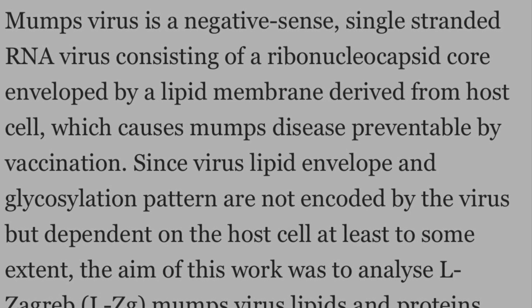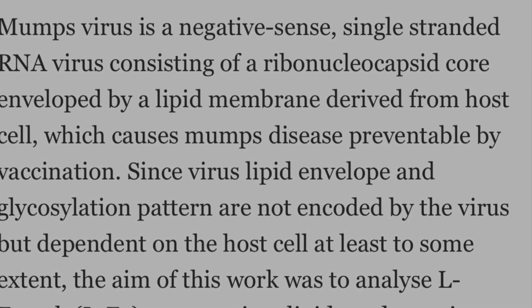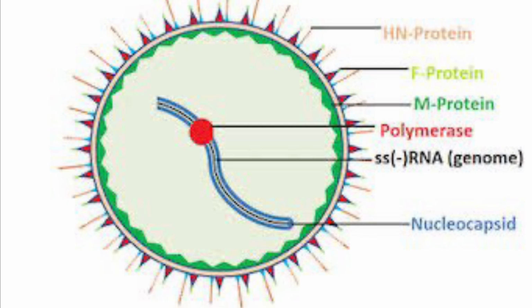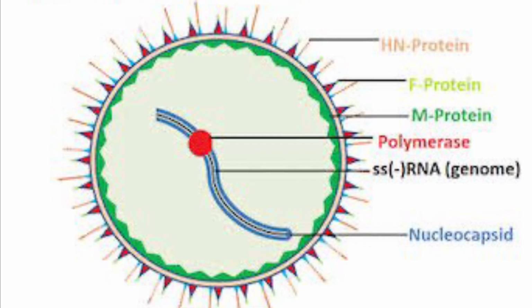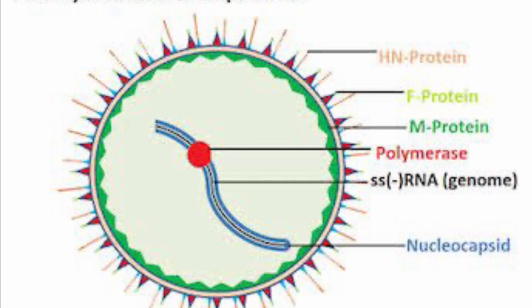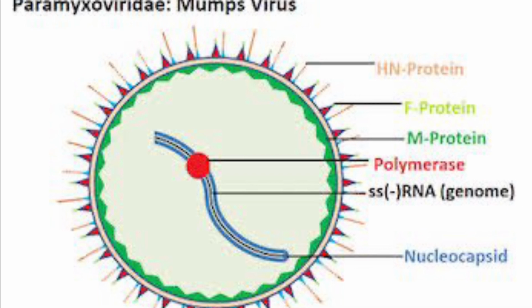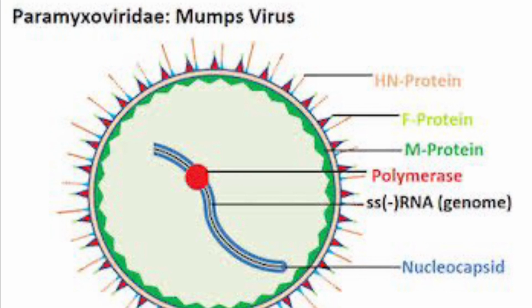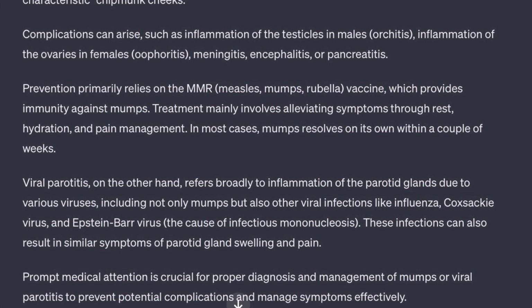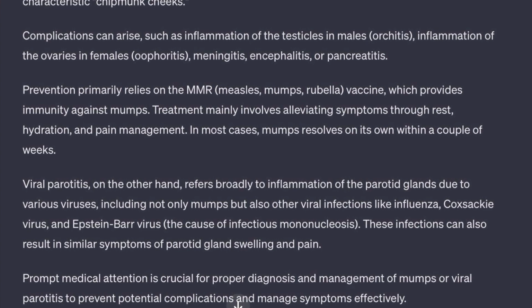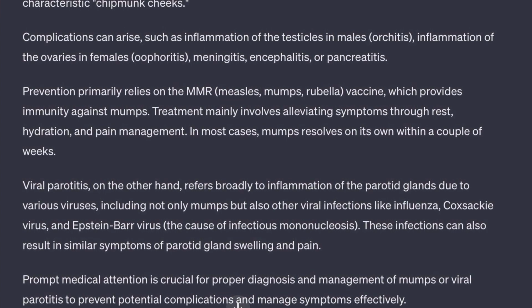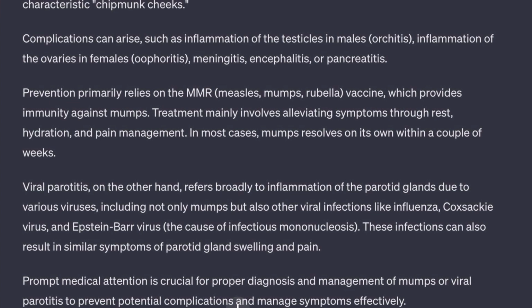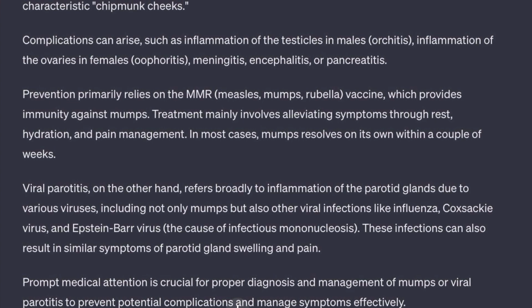Mumps virus is a negative-sense single-stranded RNA virus consisting of a ribonucleocapsid core covered by a lipid membrane derived from the host cell, and it is prevented by the MMR vaccine. The virus usually enters the host through the upper respiratory system, but the patient typically develops symptoms after 2 to 3 weeks because of the incubation period.